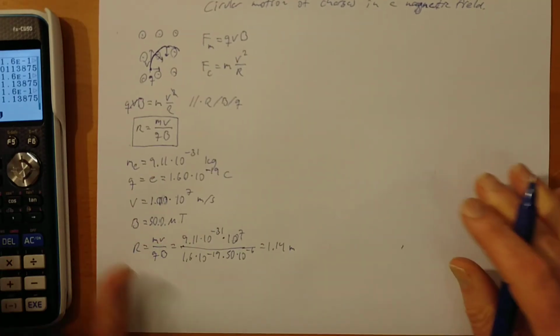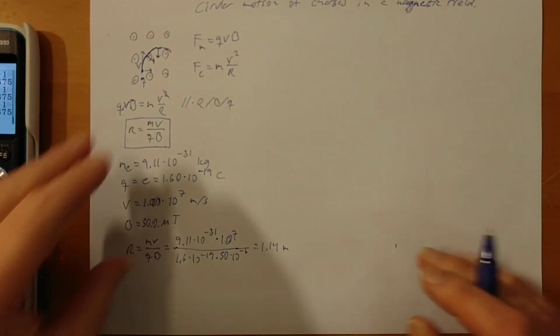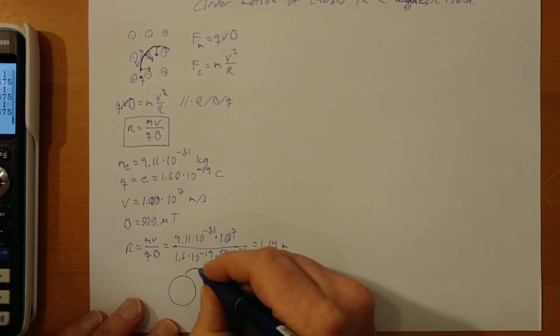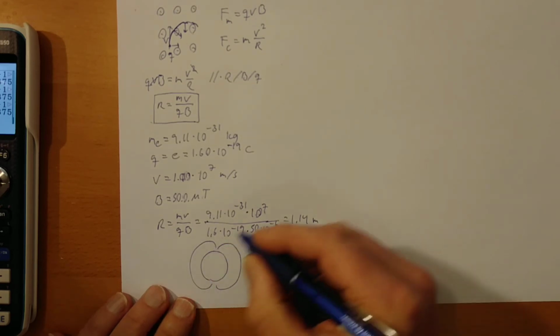This is, by the way, basically what happens with electrons moving in the Earth's magnetic field. If you have the Earth and the magnetic field around it, somewhat like this, right?